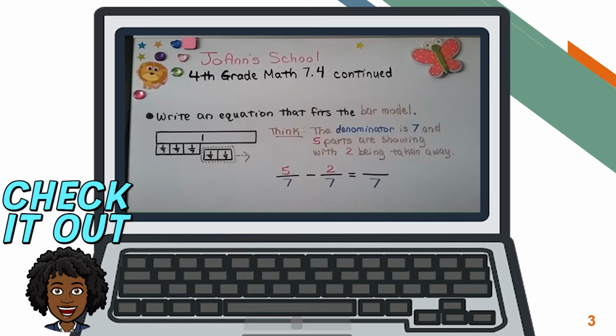Now we need to write an equation that fits the bar model. So let's take a look at this. We have 1 whole, and we think the denominator is 7, and 5 parts are showing with 2 being taken away. We have 5 parts in all. That's 5/7 minus 2 of them. So that's minus 2/7, and it's going to be equal to the ones that are still here, the ones that are remaining, 3/7. We can see that these are being taken away, and we have an arrow showing it's moving away.